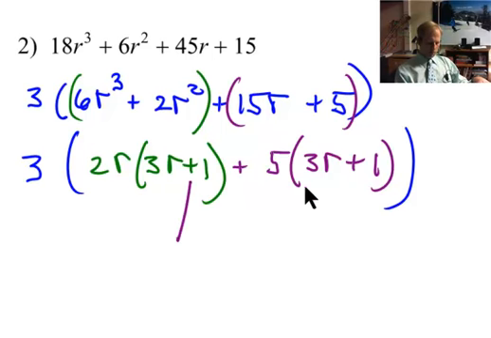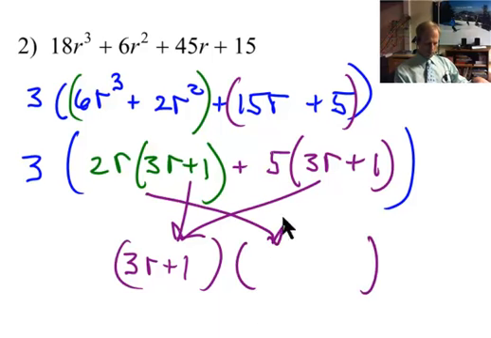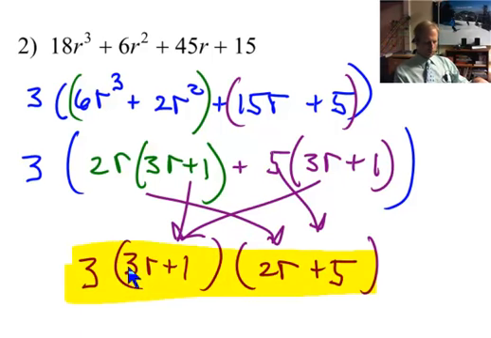Alright, now I'm to the point where I bring down the common binomial, which is going to be 3r plus 1. And what forms the other binomial is going to be the 2r squared plus 5. And the 3 still goes out in front, and since none of those terms can be factored any farther, I know that I've finished.